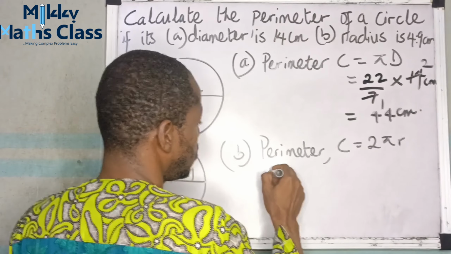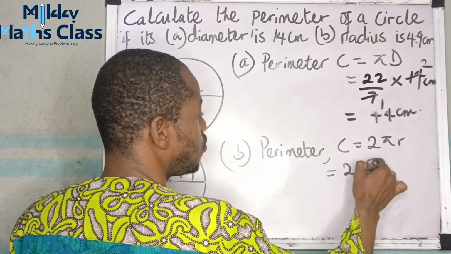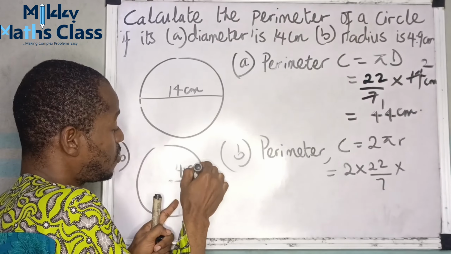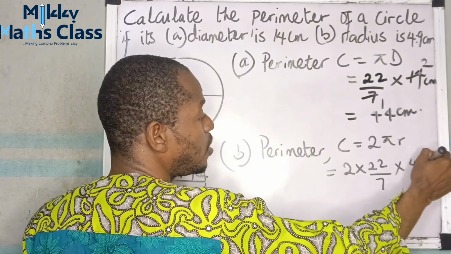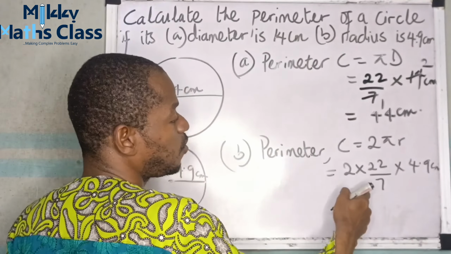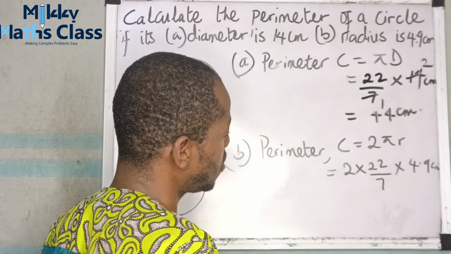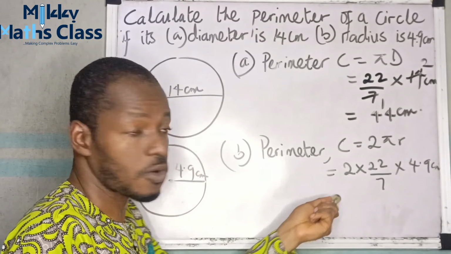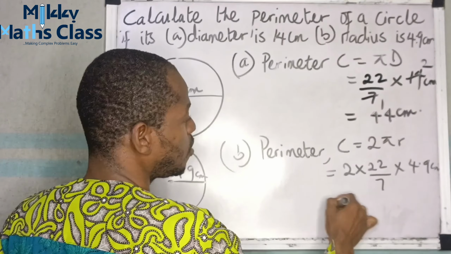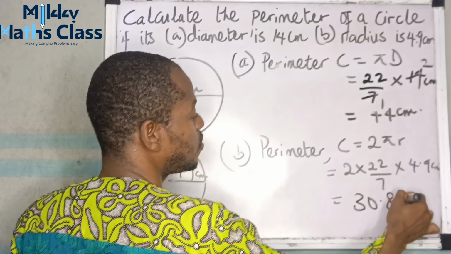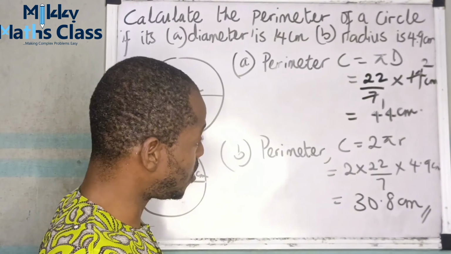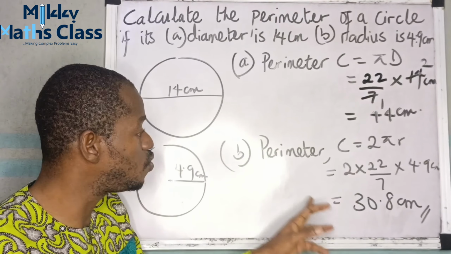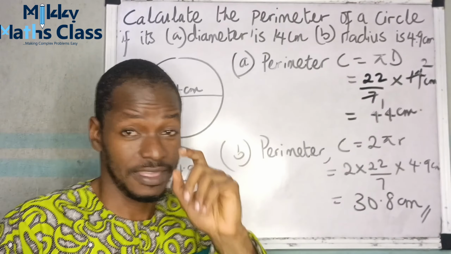So this becomes, which is equals to 2 times 22 over 7 times 4.9 centimeter. So 7 here 1, 7 here will give us 0.7 times 2, that's 1.4, times 22, that will give us 30.8 centimeter. So 30.8 centimeter is the perimeter of the circle whose radius is 4.9 centimeter.